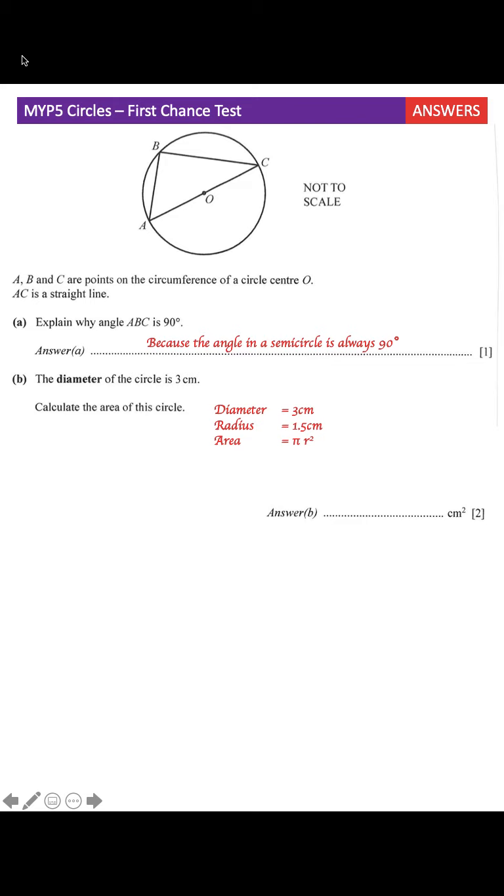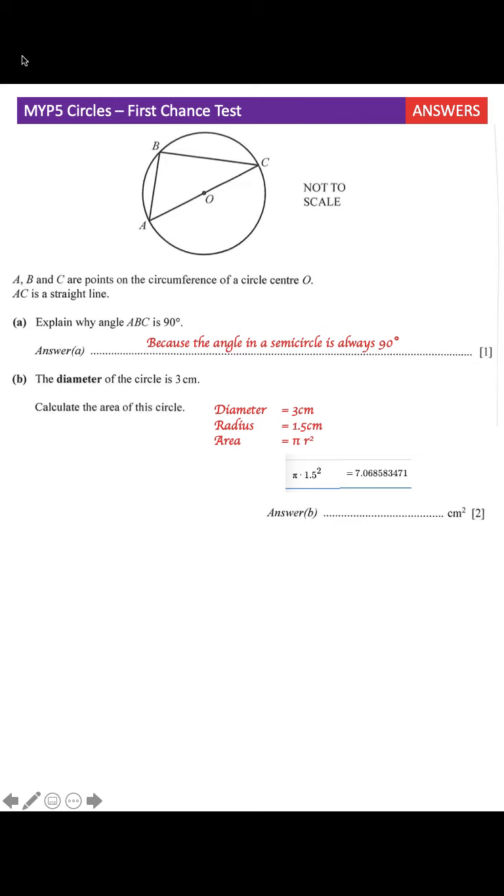So if the diameter is 3, then the radius is 1.5, and the area is pi r squared. So you just stick a radius of 1.5 into pi r squared. I did that on Desmos. I just screen grabbed from Desmos and pasted it into this.